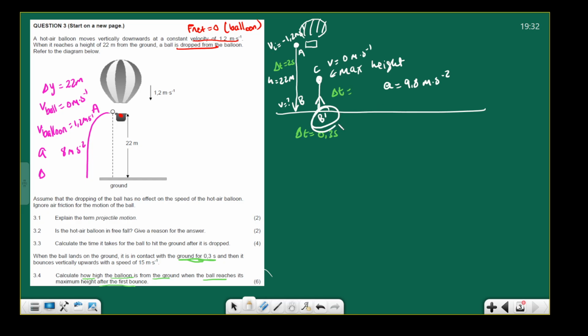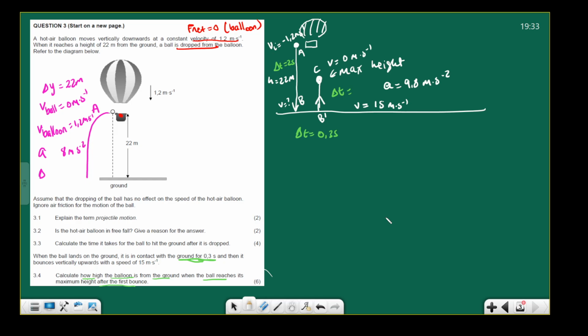We know the initial velocity. We know the velocity at B prime. Are you aware that we were given the initial velocity, or the velocity at B? We were given that it's 15 meters per second because they said that it bounces vertically upwards with a speed of 15 meters per second. So we already know that. Since we already know the speed, it makes things easy for us.